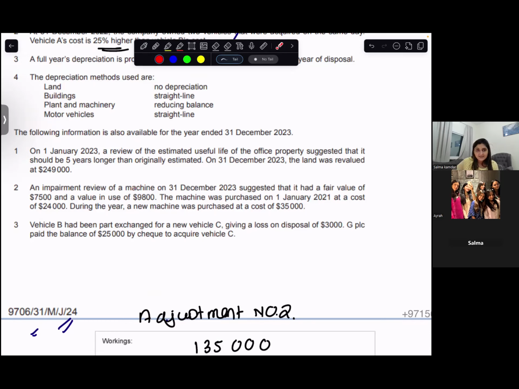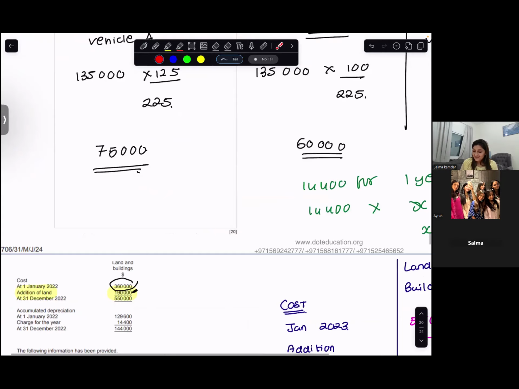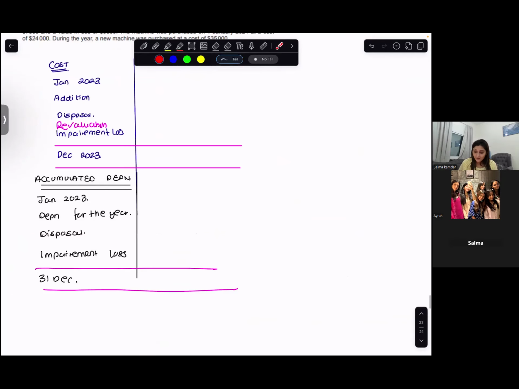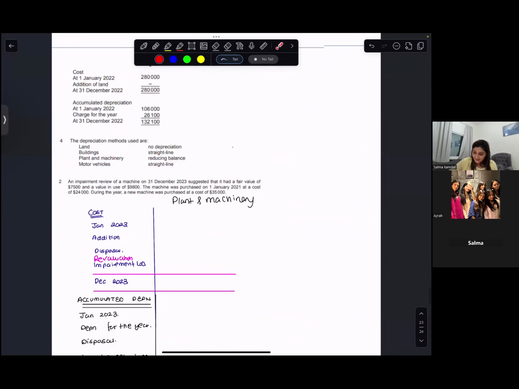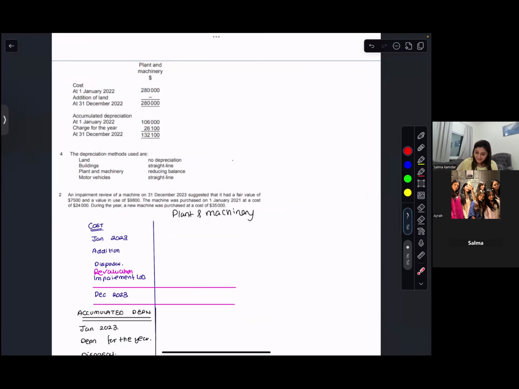Are you with me? The value in use was 9,800. The cost of the machinery was 24,000. And the new machinery was purchased for 35,000. So when I read this information, I really don't know how to start. Correct? So what will we do in that case?